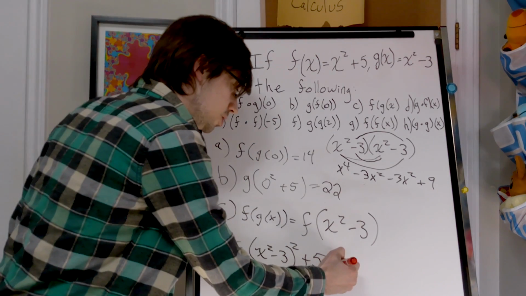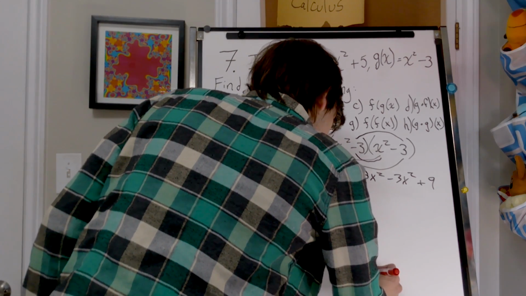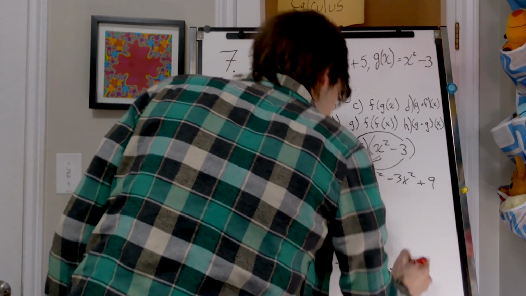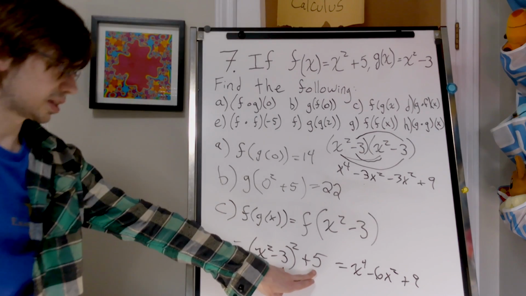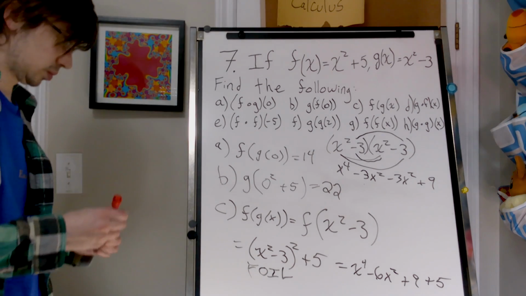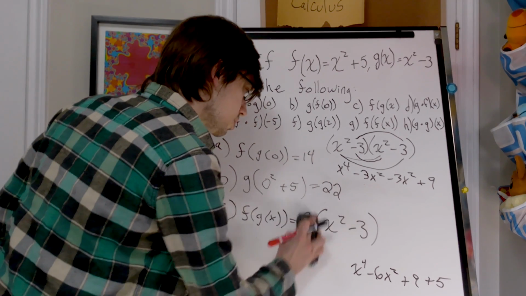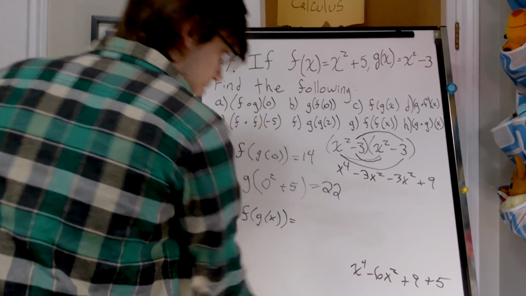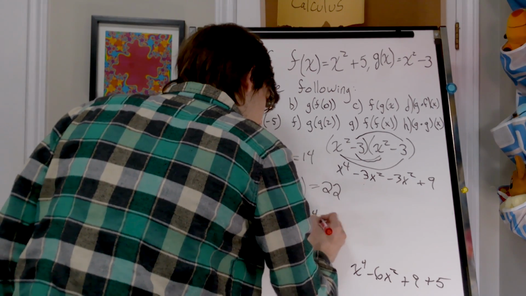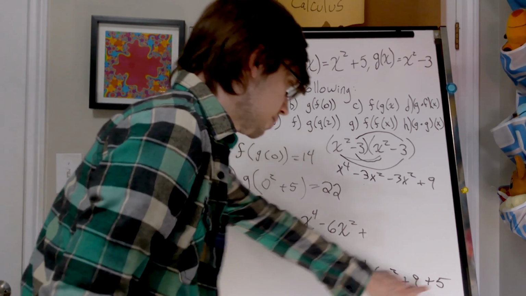So, from our FOIL, we would get x to the power 4 minus, put these together, minus 6x squared plus 9, and then don't forget the 5, plus 5. So if we put these two terms together, our answer is x to the 4 minus 6x squared plus 14.